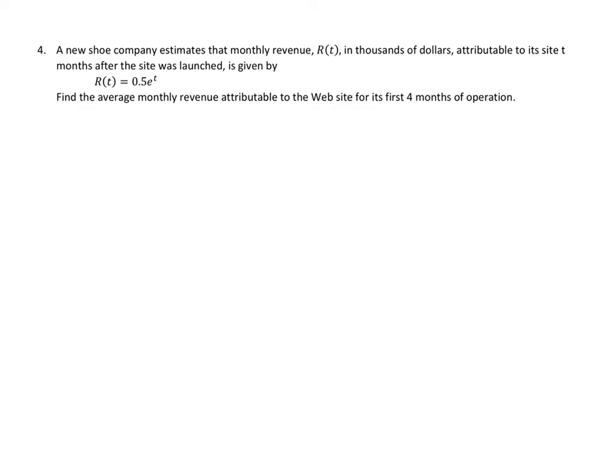Well, since we want to find average monthly revenue, we're going to be calculating average value, and then we want to know for the first 4 months of operation. So our interval then is going to be 0 to 4 to calculate the first 4 months. So using our formula for calculating average value, we're going to be taking 1 over b minus a, so our interval 4 minus 0, and then we're integrating over that interval 0 to 4 of our revenue function, which is 0.5 e to the t dt, since our variable is t.